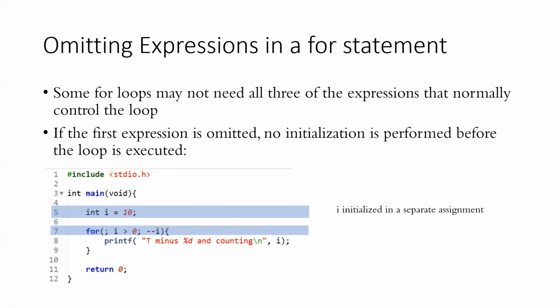If the first expression is omitted, no initialization is performed before the loop. For example, here we have a for loop that counts down. It starts from 10, and then it counts down to 1. But here, the first statement, or the initialization statement, is blank. Instead, it is put in a separate line.